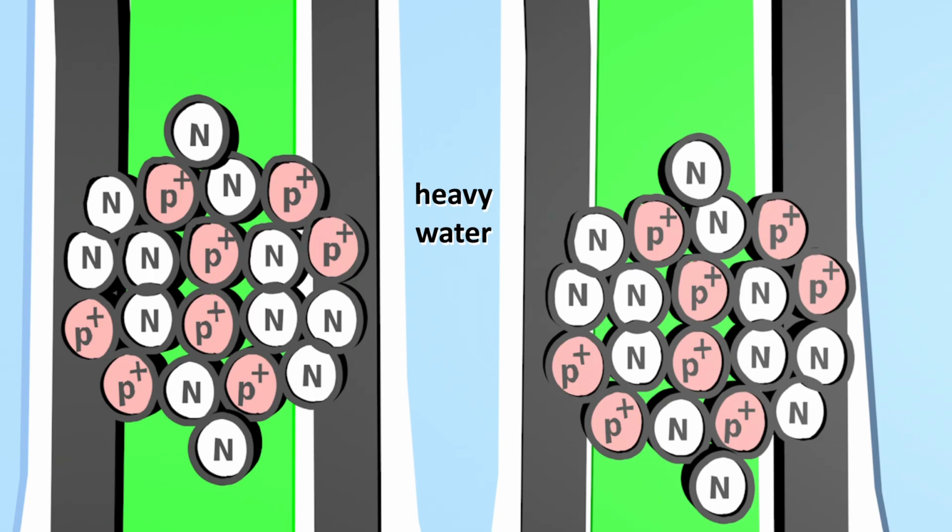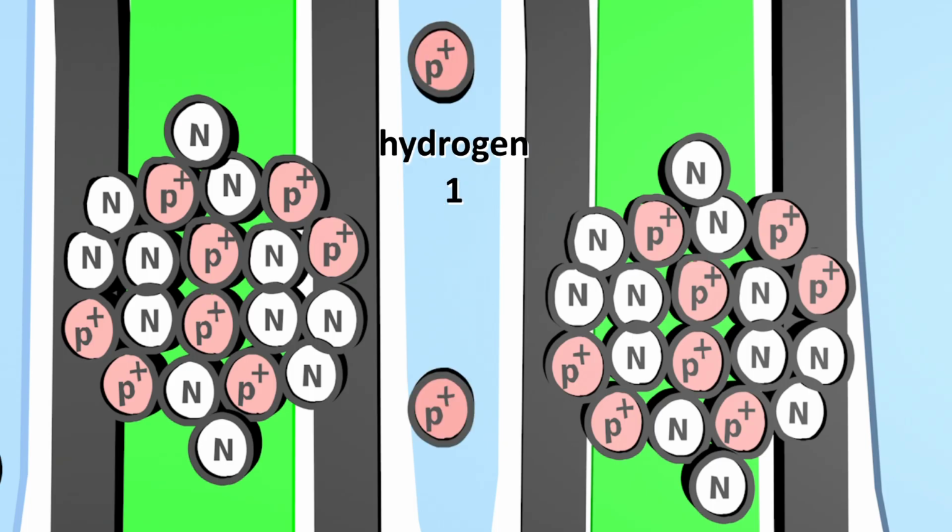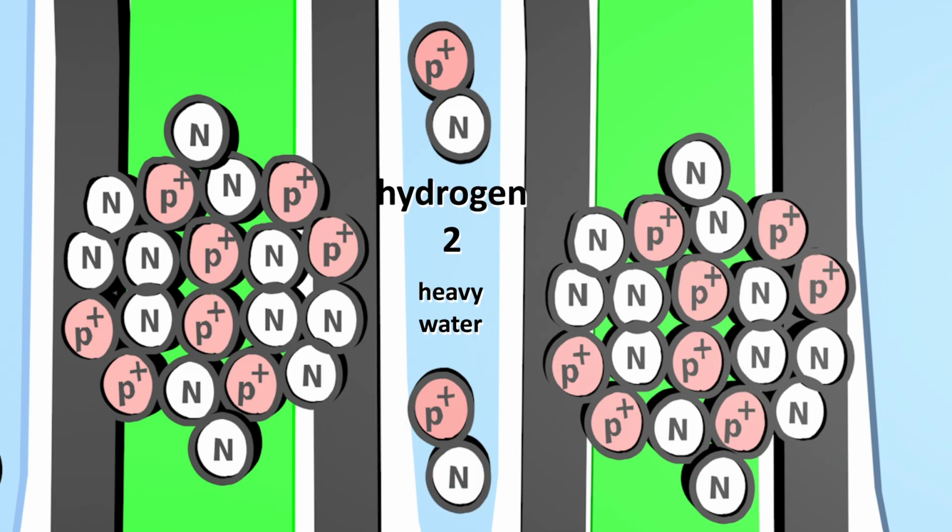Normal water only has hydrogen H1 atoms in the water molecules. That means hydrogen atoms with only 1 proton. Heavy water has hydrogen H2 atoms. That means hydrogen atoms with 1 proton and 1 neutron.